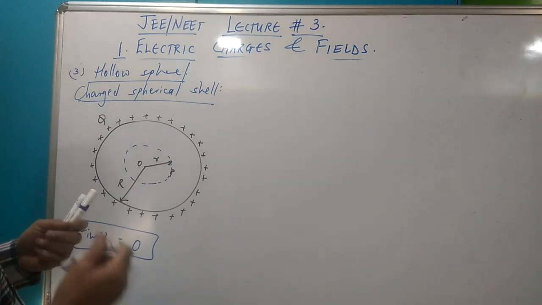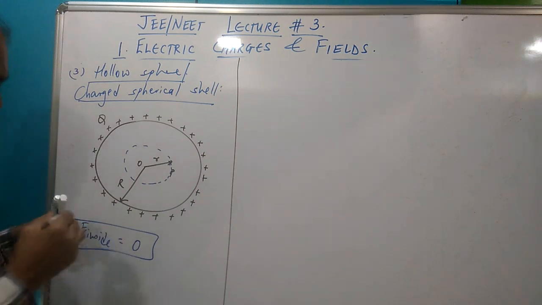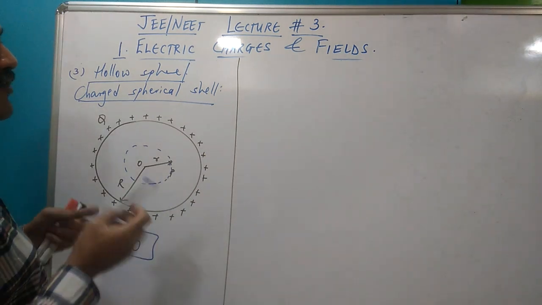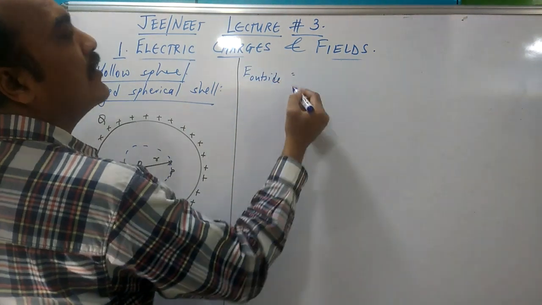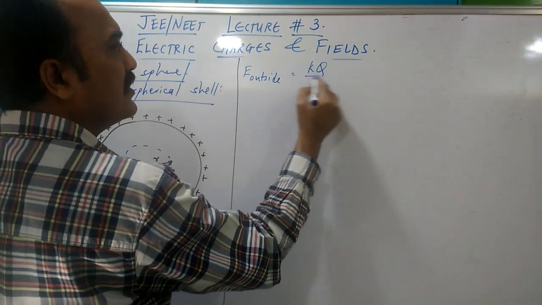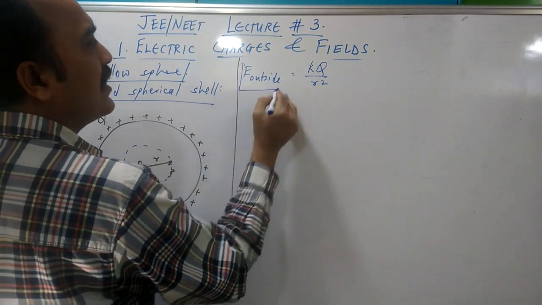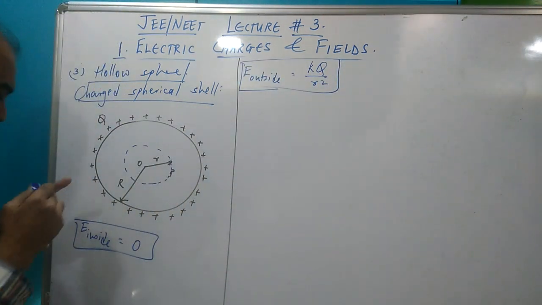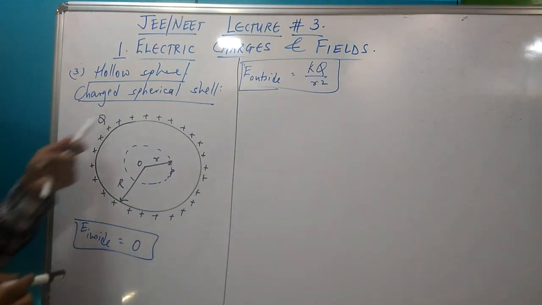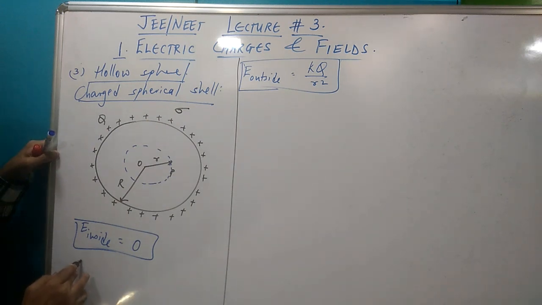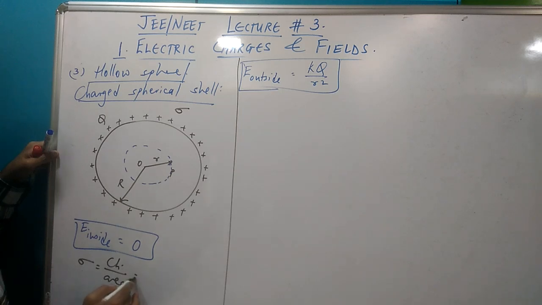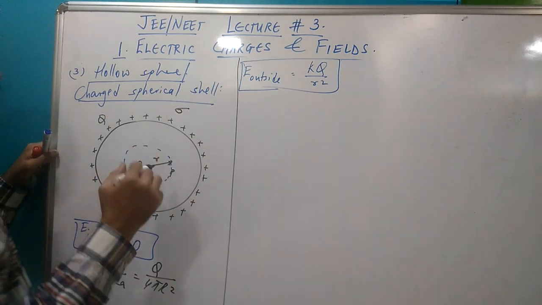Whereas if you were to go outside, then E outside, again two lovely equations. First, and my personal favorite, kQ by r square. And as I said, only on the surface there is charge, so we would define surface charge density sigma. Sigma is charge upon area. Charge is Q, and area of a shell is 4 pi r square.